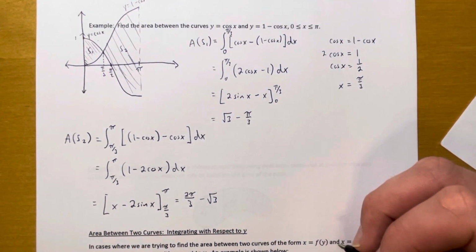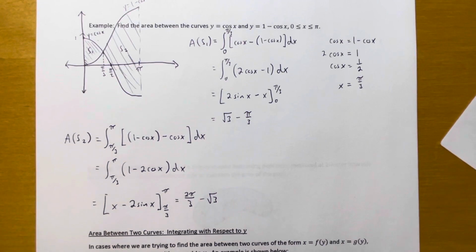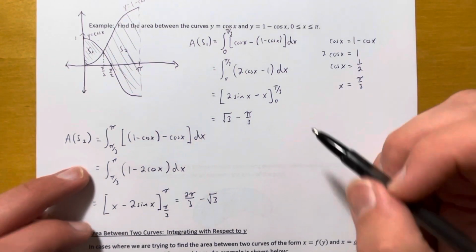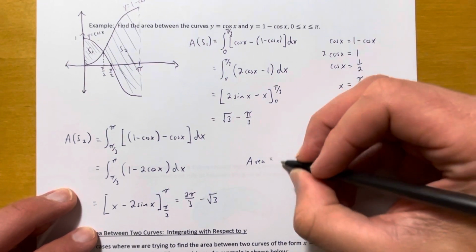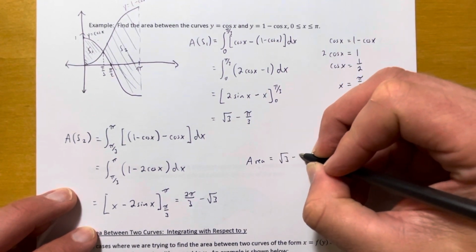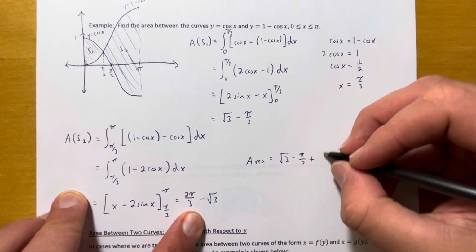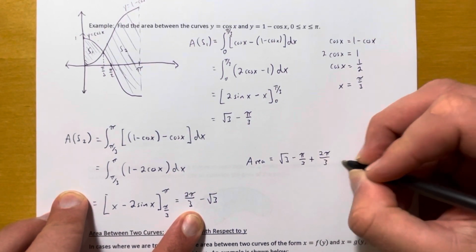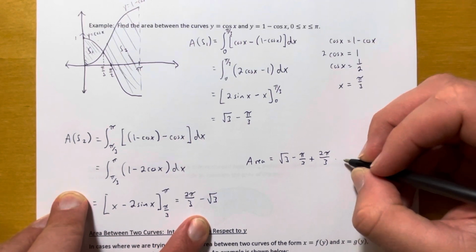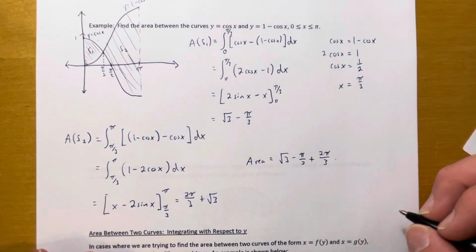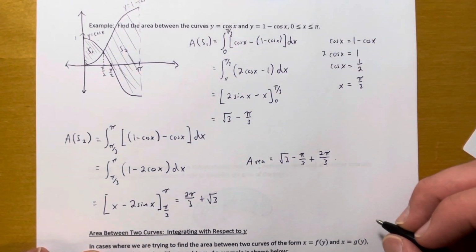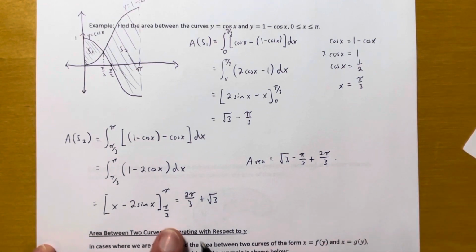Okay? Now, I have the area of two separate regions, but the question, I should say, is asking me for the combined area. I need to add these two together. So the area of the entire thing is root 3 minus pi over 3 plus this guy, 2 pi over 3. Oh, I'm sorry, I wrote the wrong thing. That should be a plus right there. I was looking at my notes off to the right here. I was thinking something's not adding up correctly. Yeah, this was a plus.